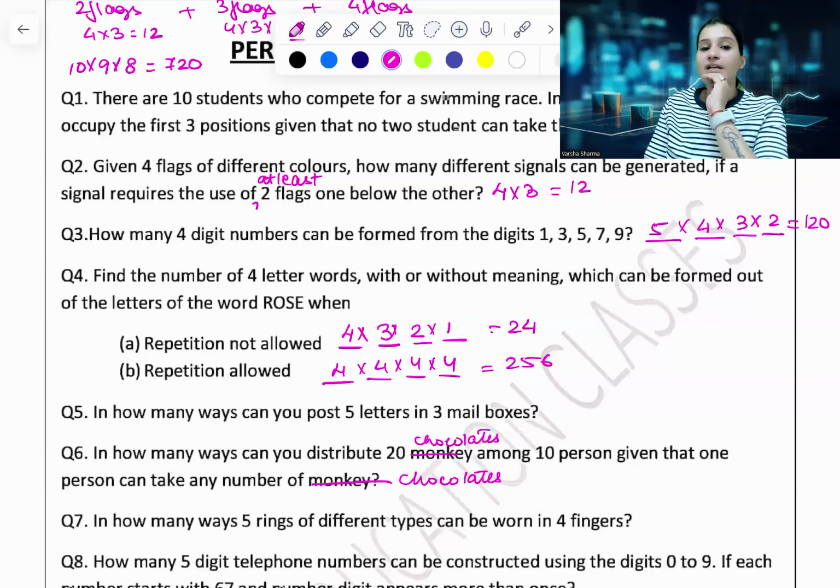Question number 5. In how many ways can you post 5 letters in 3 mailboxes? 5 cube is wrong. So I have in my hand a letter. First letter, how many options? 3 ways. Second letter, 3 ways. Third letter, 3 ways, fourth letter, 3 ways, fifth letter, 3. So 3 comes 5 times. It will be 3 raised to the power 5, 243.